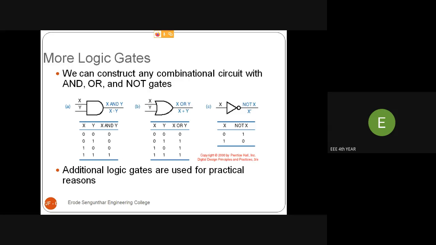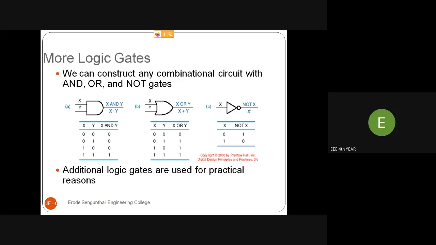Next gate, you see the symbol of OR gate. OR gate you see that like an arc structure. X and Y have two inputs, X or Y. That is X plus Y. 0 plus 0, 0. 0 plus 1, 1. 1 plus 0, 1. 1 plus 1, 1. Okay. Like that, if any one input is high, only one input is high, the output is high.